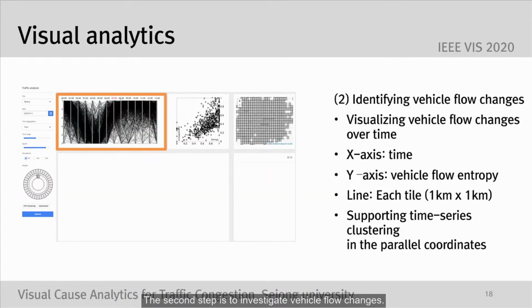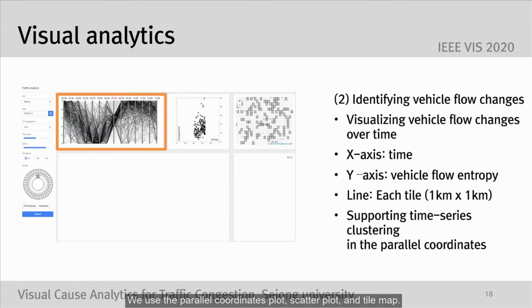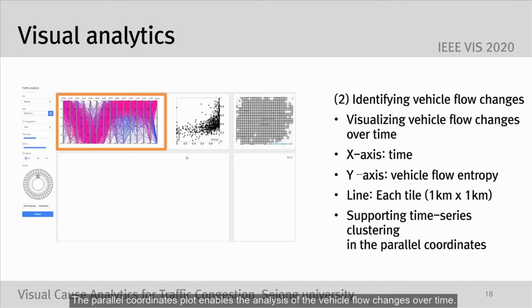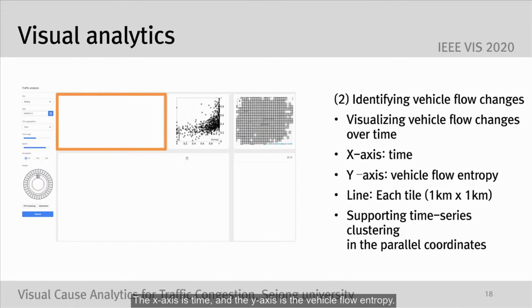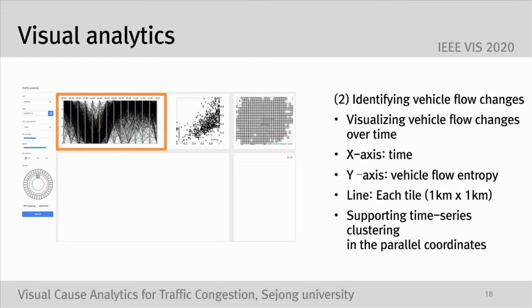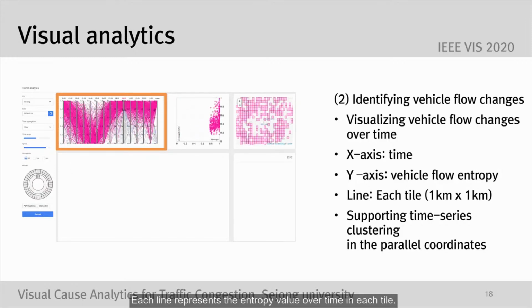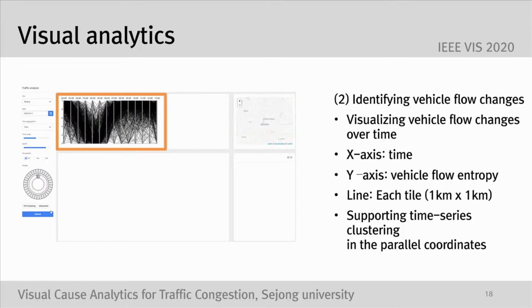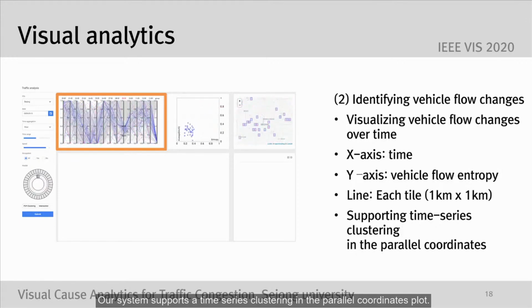The second step is to investigate vehicle flow changes. We use the parallel coordinate plot, scatter plot, and tile map. The PCP enables the analysis of the vehicle flow changes over time. The x-axis is time, and the y-axis is the vehicle flow entropy. Each line represents the entropy value over time in each tile. Our system supports time series clustering in the parallel coordinate plot.